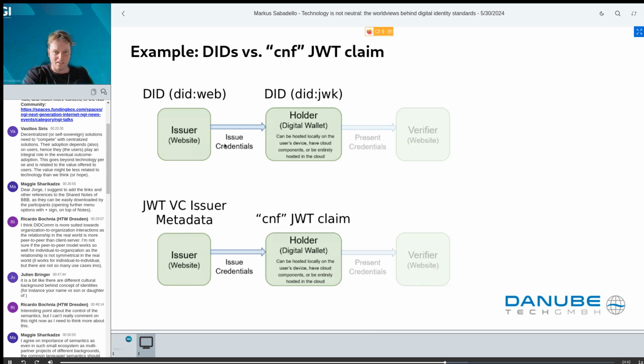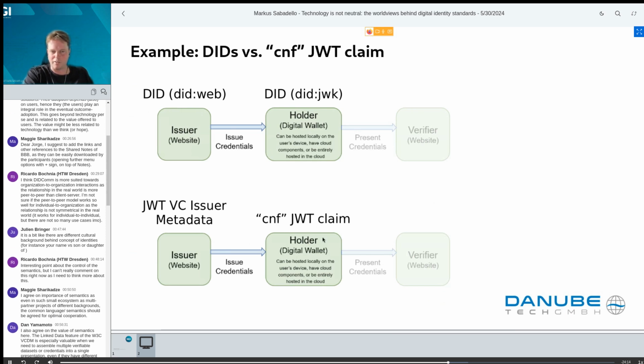So I'm showing again the similar diagram as I've shown before, where you have an issuer and the holder with their wallet. And often you see implementations like this, where the holder has a DID that is DID JWK or DID key, and the issuer has a DID web. But you also see projects and architectures like this, where the holder uses this CNF claim, and the issuer has this thing called issuer metadata. And technically, it's almost the same, right? Like I said, here, the DID is DID JWK. The DID is just my public key, and the CNF is also my public key on my device. And in this case, DID web, you have the issuer's public key on a web server, and here in this case, you also have the issuer's public keys on a web server.